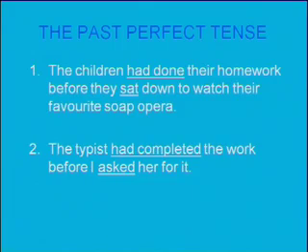So we use the past perfect for the one that happened first, and we use the past tense for the one that happened second. The typist had completed the work before I asked her for it. Right, again, two different things. The typist finished doing the typing. And then I asked for it. Right, so it's had completed for my side of it before I asked for it. Past tense for that side of it.